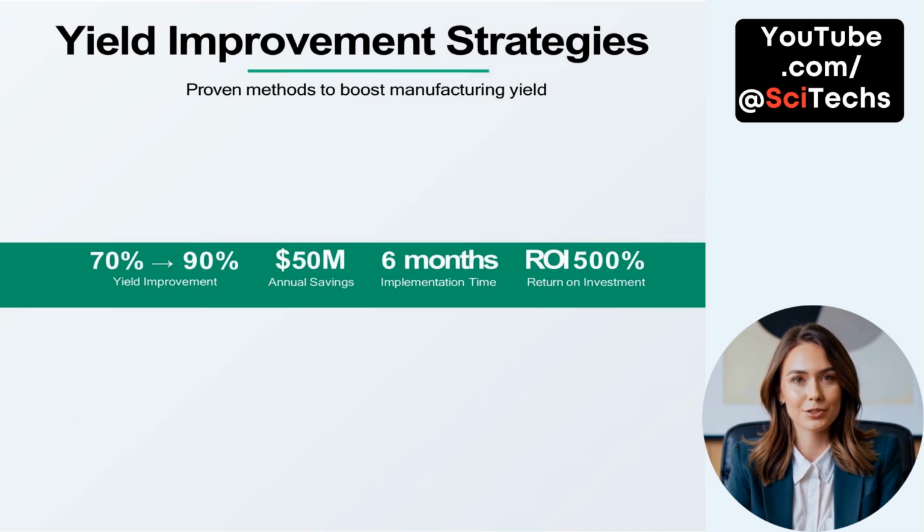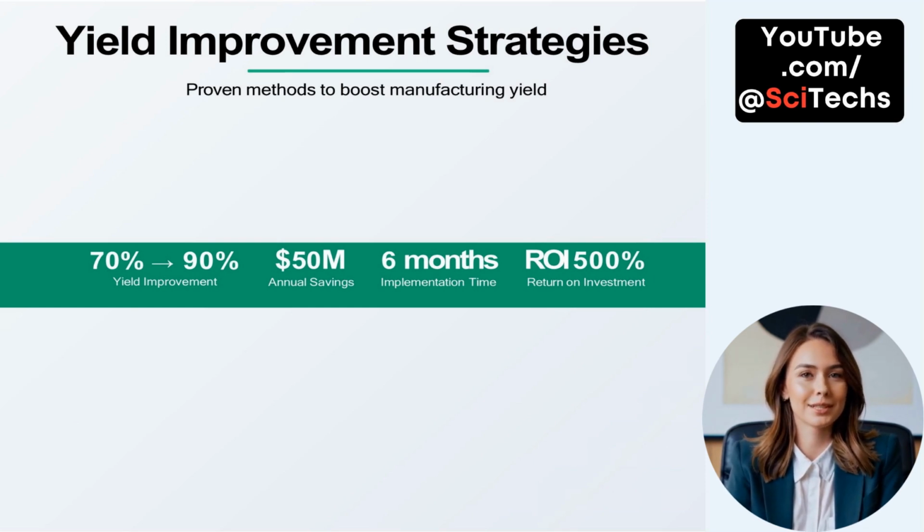Effective yield improvement strategies can deliver substantial business impact across key performance areas. Yield can be increased from 70% to 90%, representing a major boost in manufacturing efficiency and product output. This translates directly into financial benefits, with potential annual savings of $50 million. These savings come from reduced rework, fewer scrap wafers, and improved throughput.